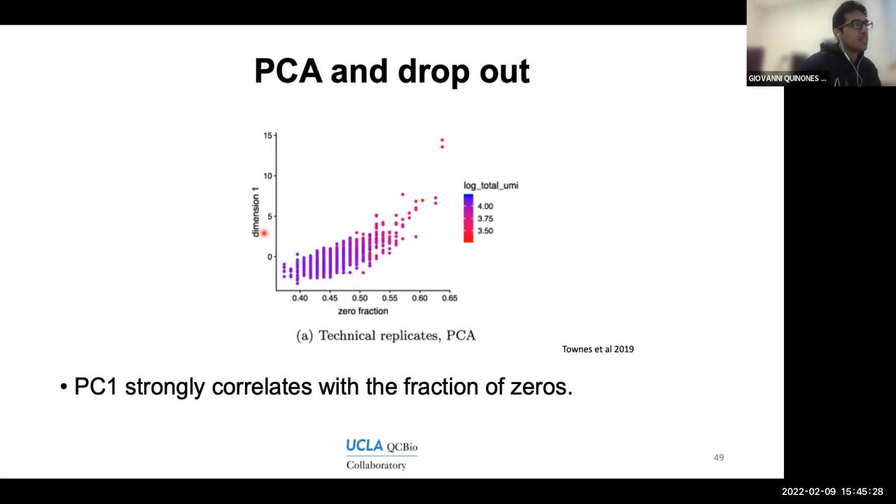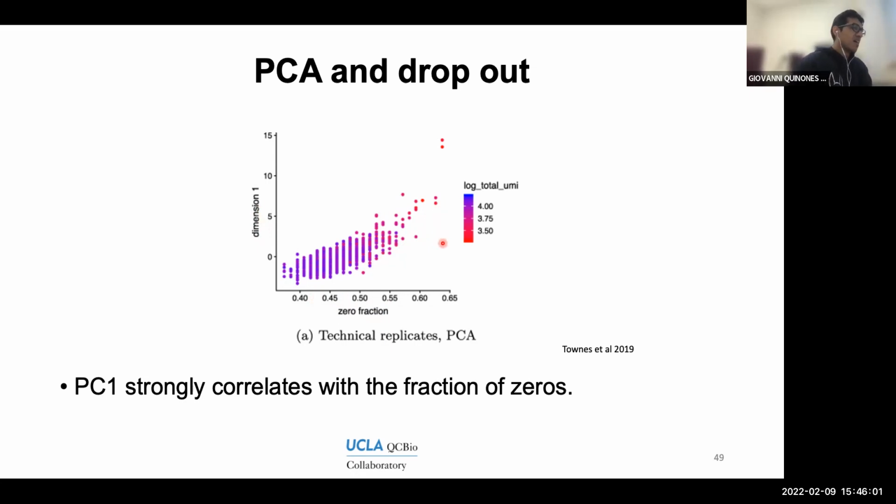So what does it mean that PC1 is strongly correlated to the fraction of zeros in the data? This suggests that the source of variance in our data is mostly given by how many zeros we have originally. So the first dimension in the PC space is actually capturing how many zeros are present in our data set.